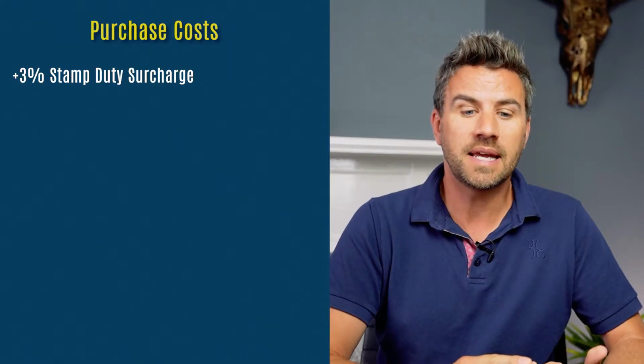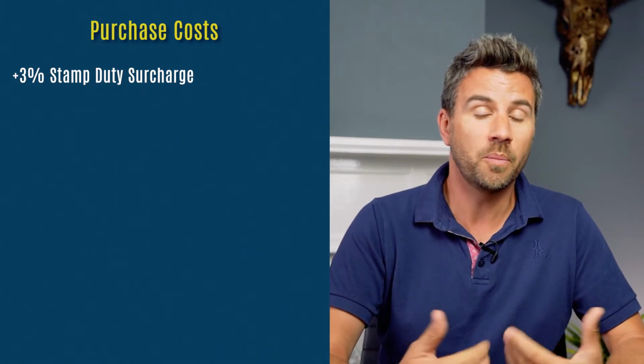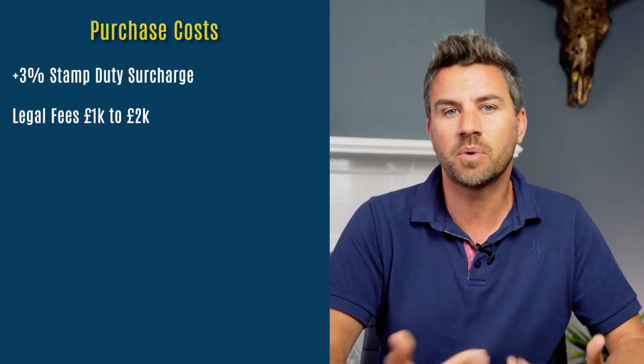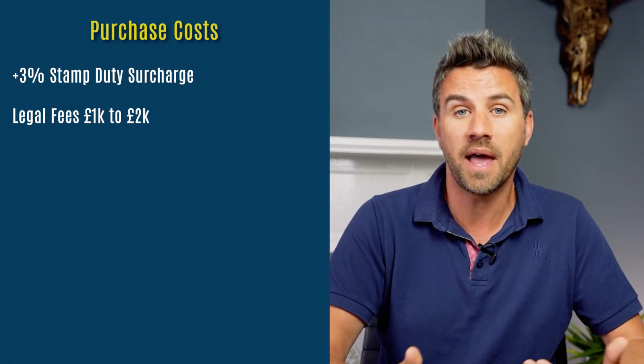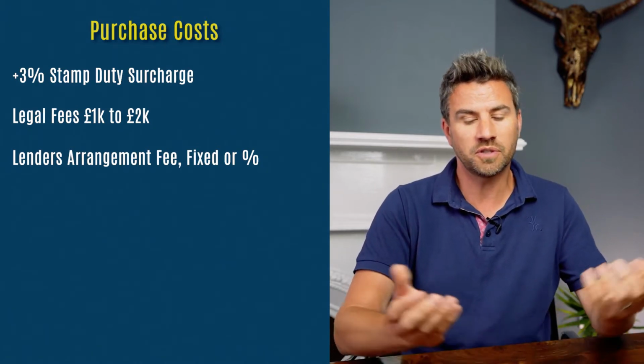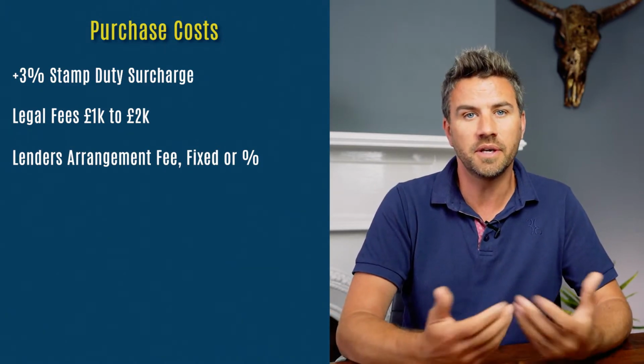So there are going to be costs when you're buying a property. Now, we covered that there's going to be stamp duty. So this is going to be another 3% on the normal rate as if you're buying with a residential mortgage. We've also got legal fees. Now, legal fees are typically between £1,000 and £2,000. You're going to have an arrangement fee, which the lender imposes on you for just organising a loan, your mortgage.